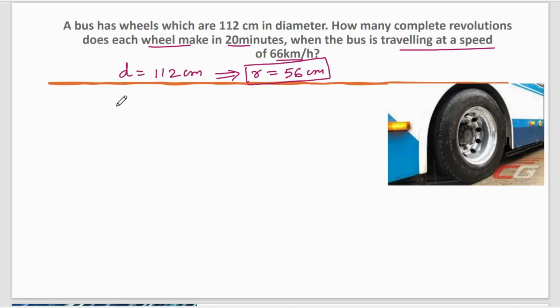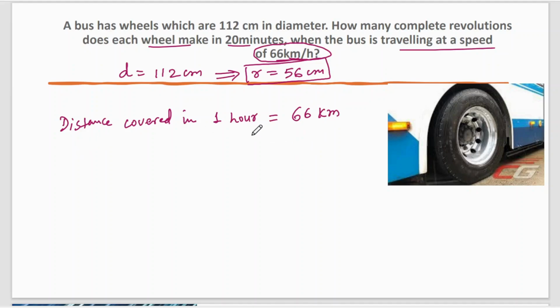Okay, so see, the distance they have covered in 1 hour is how much? Distance covered in 1 hour. And from where will I get this data? This data is here. That means it covers 66 kilometer per hour. That means in 1 hour they cover 66 kilometer. Okay.